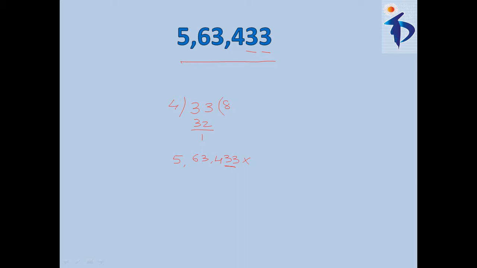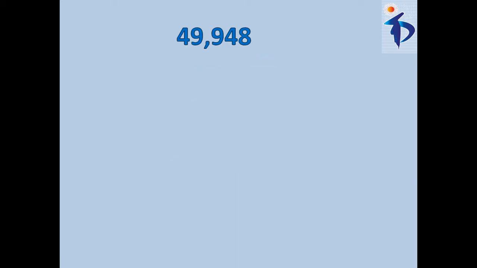Let's have one more example. Now the number is 49,948. Out of this number, I just take the last two digits, that is 48. So let's take 48 and divide by 4. 4 ones are 4, and the next digit is 8, so that is 4 twos are 8, and the remainder is 0. Yes, so the last two digits of this number are divisible by 4.